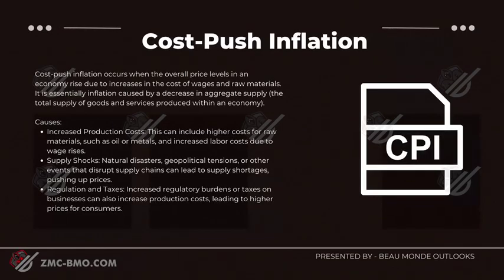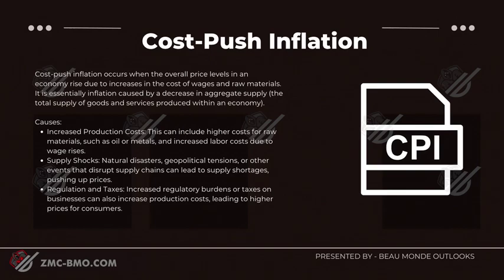Now, what's cost push inflation? Cost push inflation occurs when the overall price levels in an economy rise due to increases in the costs of wages and raw materials. It is essentially inflation caused by a decrease in supply, the total supply of goods and services produced in the economy, and also it is a byproduct of businesses pushing costs onto consumers.